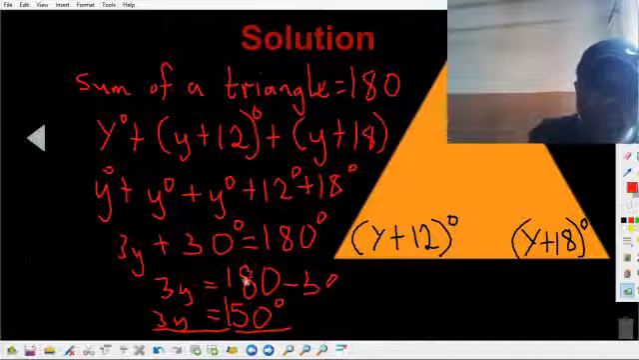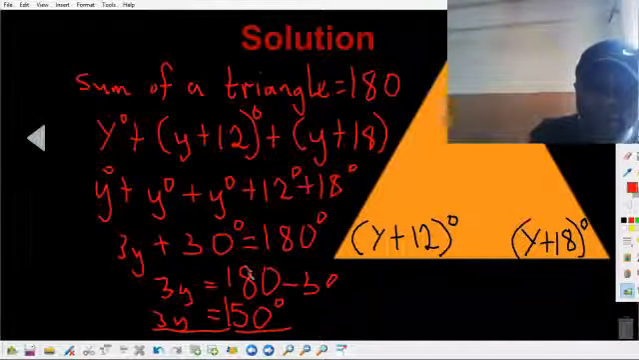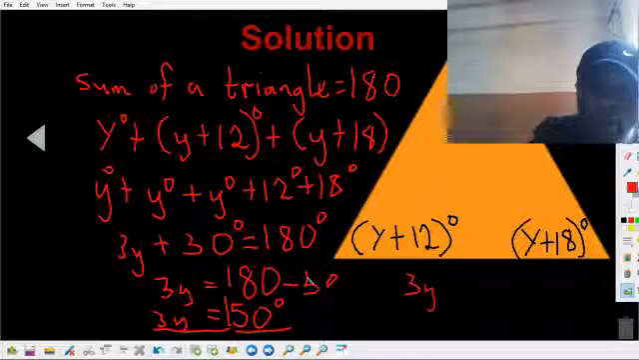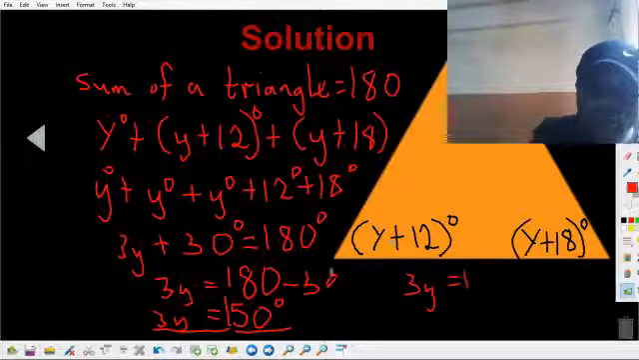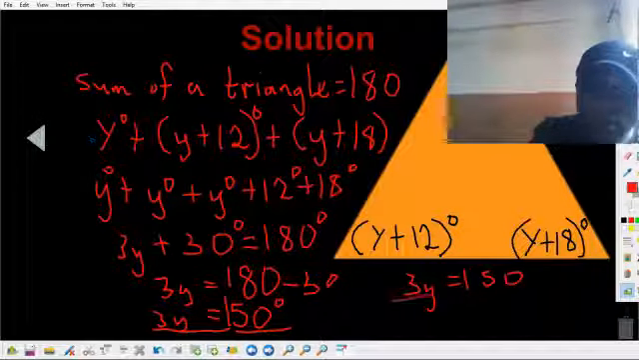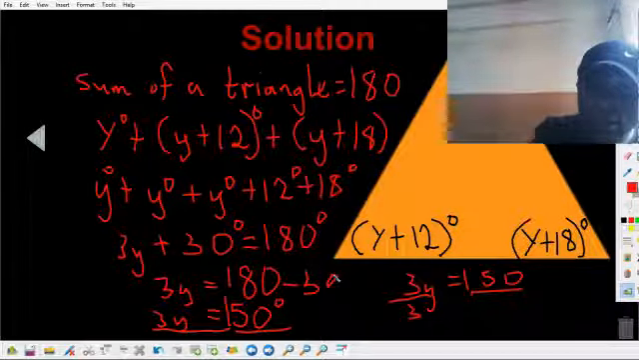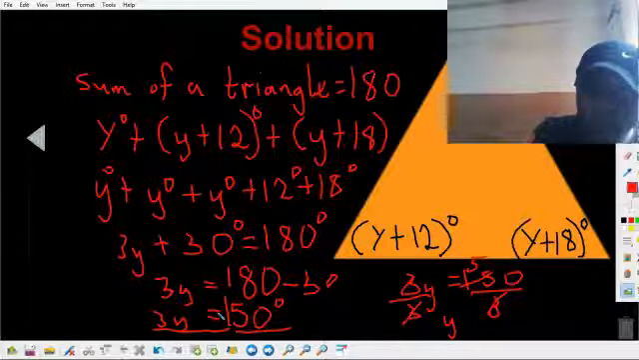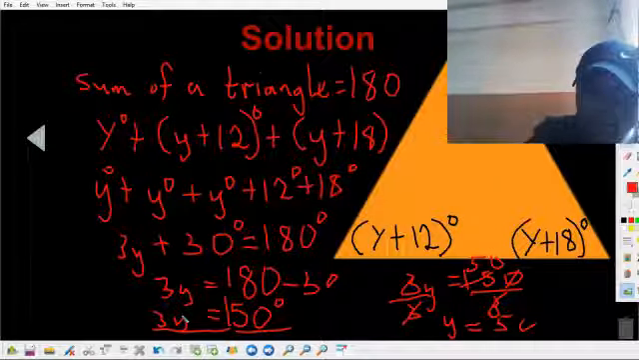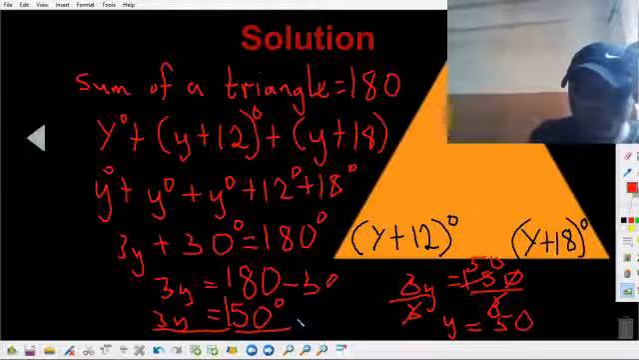150 divided by 3, so we'll say 3y is equal to 150, divide both sides by 3. 3 and 3 will give you y. 3 into 15 will give me 5, 3 into 0 will give me 0. So we have it as 15, right? So the value of y is equal to 15.